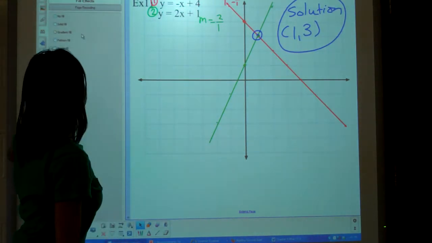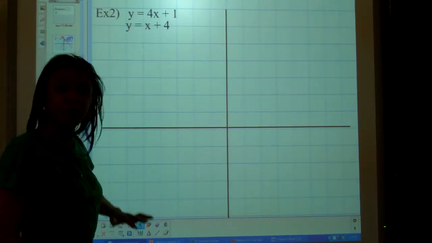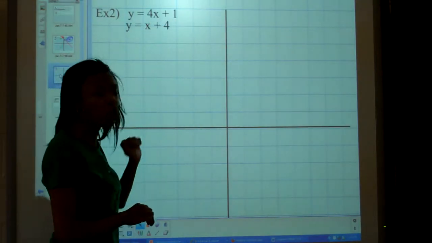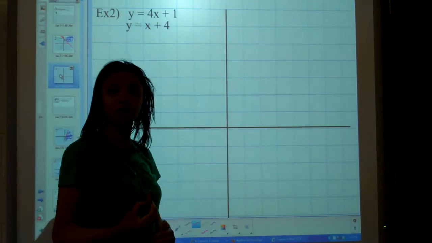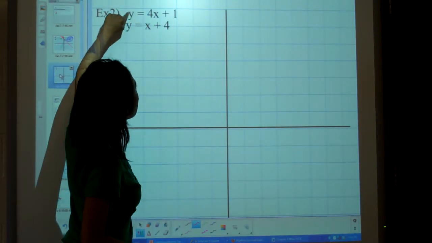Let's try another system of linear equations. Here's a different system with two different linear equations: y equals 4x plus 1, and y equals x plus 4. Again, I like different colored markers to help me sort it better. I want to find the solution to this system of equations.